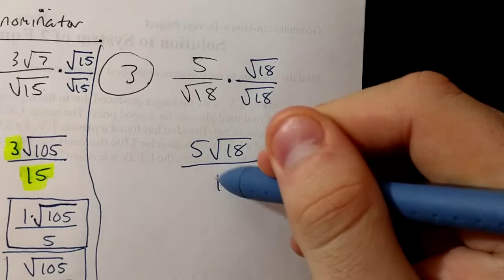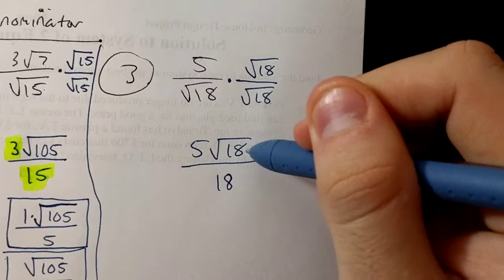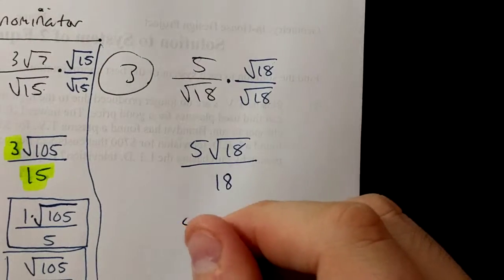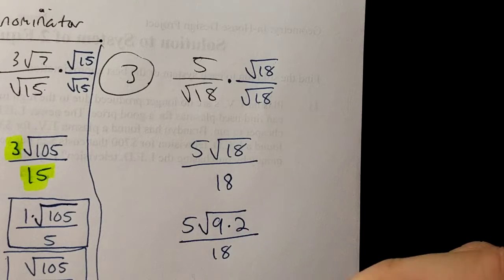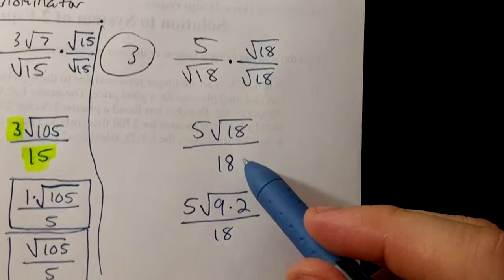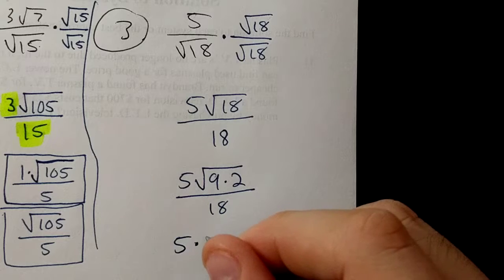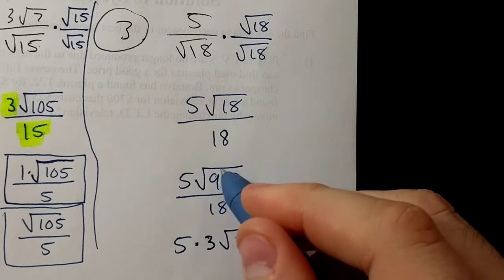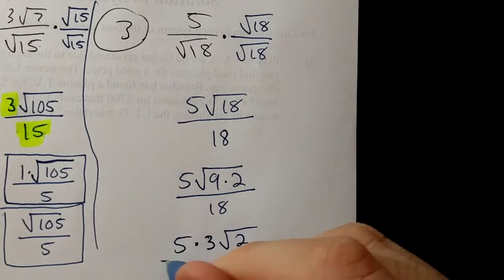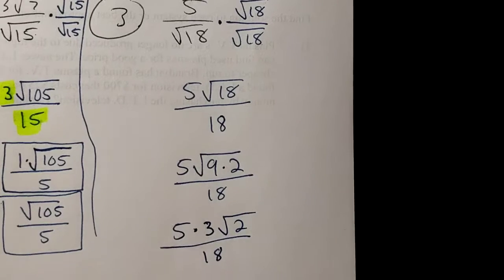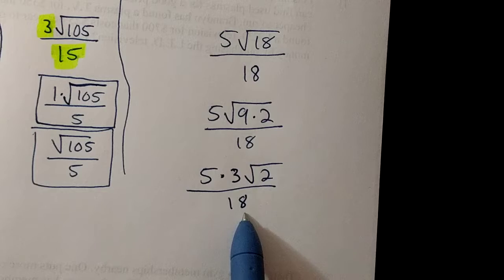5 over 18 can't be simplified, but double check the square root of 18 to see if there are any perfect squares hiding in there. And it turns out there actually is. 9 times 2 is 18. So what you can do is split 18 up into 9 times 2. Square root of 9 turns into 3. So this number was on the inside, but once I square rooted it to get 3, I moved it to the outside. Now I have 5 times 3 square root 2 over 18.